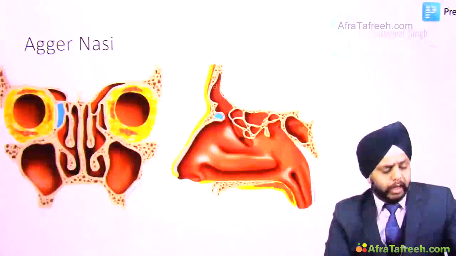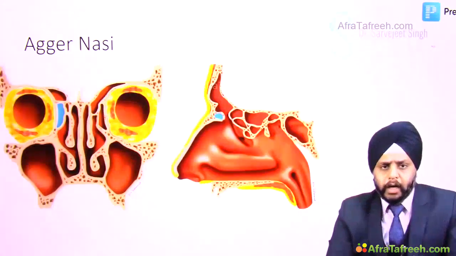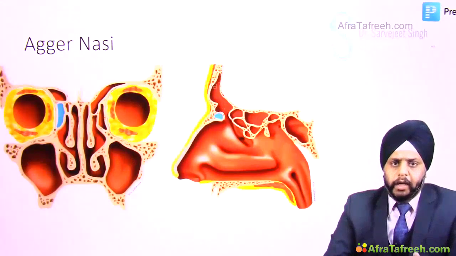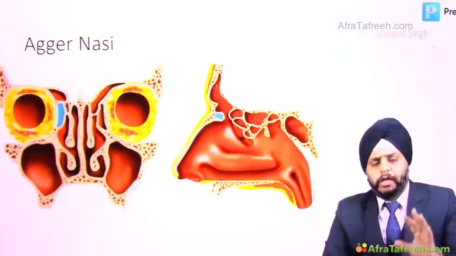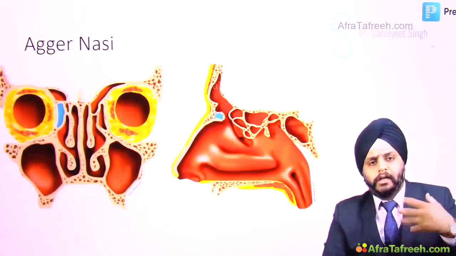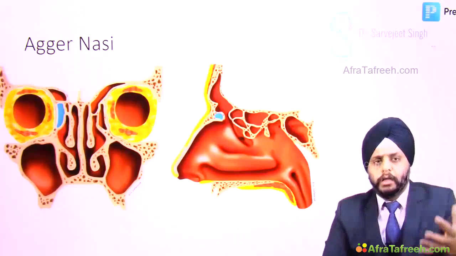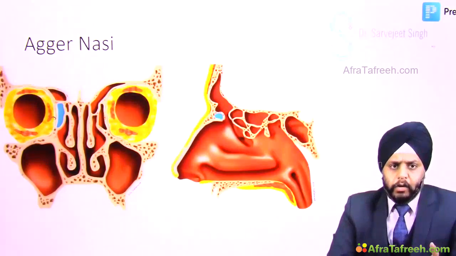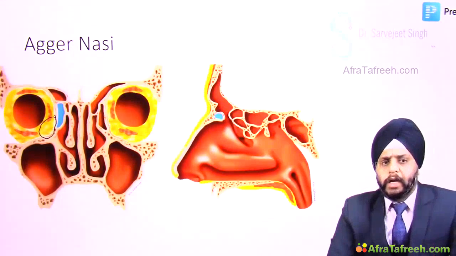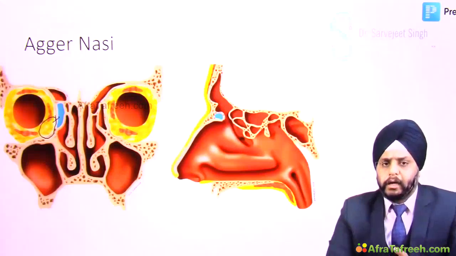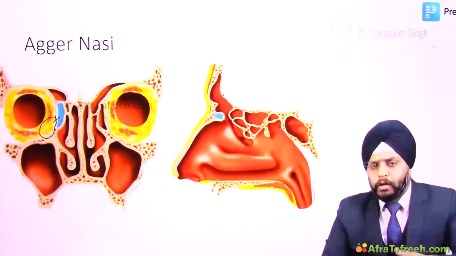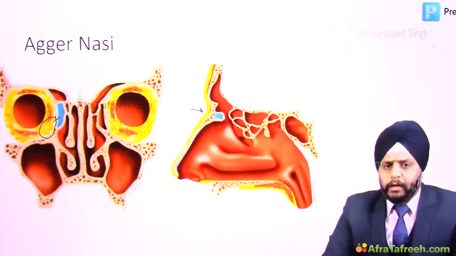So let's look over here. We will quickly revise. Number one, we discuss the agger nasi cell. You can see over here, I have marked it with blue. We have the agger nasi cell. This is the anterior most cell of the ethmoids, anterior ethmoids. It lies in very close proximity to the lacrimal sac. Just next to the lacrimal sac, the cell that we have is the agger nasi cell. That's how we identify it in the coronal cross section, and this is the sagittal cross section.